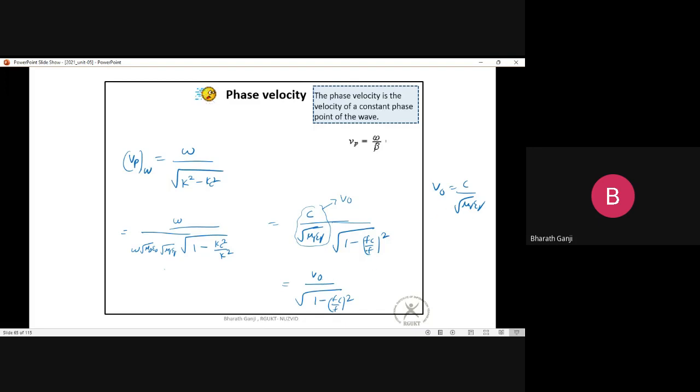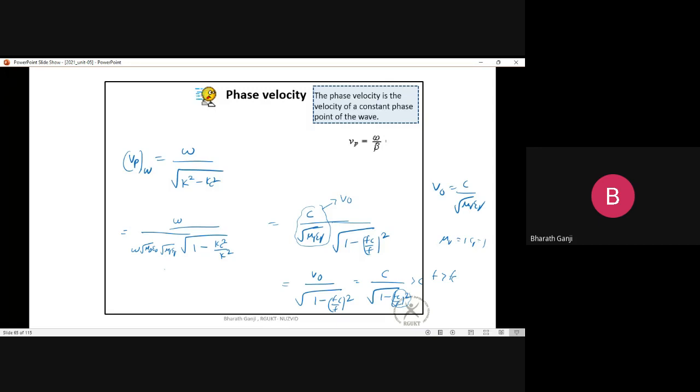So if you are dealing with free space, suppose mu r is 1 and epsilon r is 1, then v naught will be c, divided by square root of 1 minus fc by f whole square. So fc by f, if your f is greater than fc, is a number less than 1, you get square root of a number less than 1, so this whole phase velocity will be greater than c. That means in a waveguide the phase velocity is greater than c.